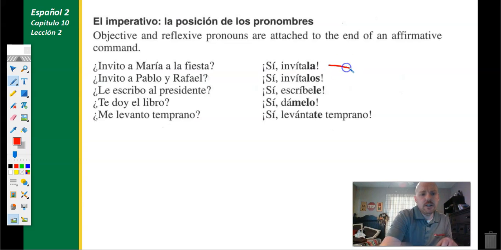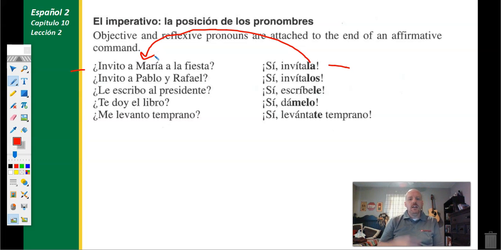Let's look at the first example here. Invito a María a la fiesta. Am I inviting Maria to the party? Sí, invítala. And you can see that it's broken up into 2 parts. We've got invita, which is the command. Yes, invite. And then we have the object pronoun la. The object pronoun la refers to Maria. Invite her. Maria is feminine singular, so we use the feminine singular pronoun la. Sí, invítala. And then, of course, we have to mark that accent mark. We'll talk more about that in just a second.